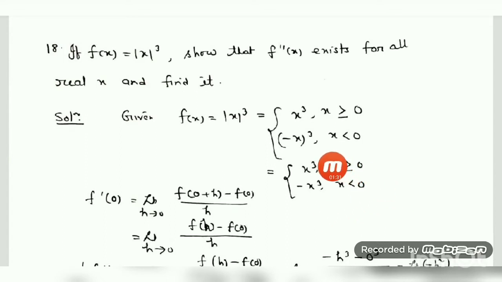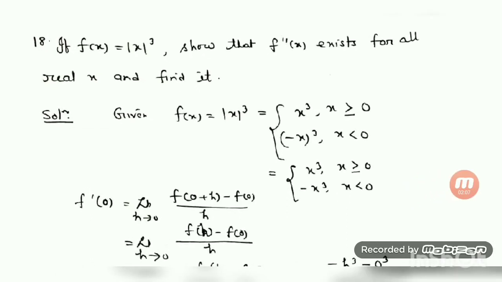Now you see the function, the domain of the function is the set of real numbers. For x greater than 0, f(x) is defined by x cube, which is a polynomial function, so we can easily take the derivative. Similarly for x less than 0, it is minus x cube, again a polynomial function, so we know how to take the derivative. So these two are easily derivable. That's why the critical point is 0. So we will check the differentiability at the point x equal to 0, and then we will find its derivative. The differentiability we can check by using the first principle.